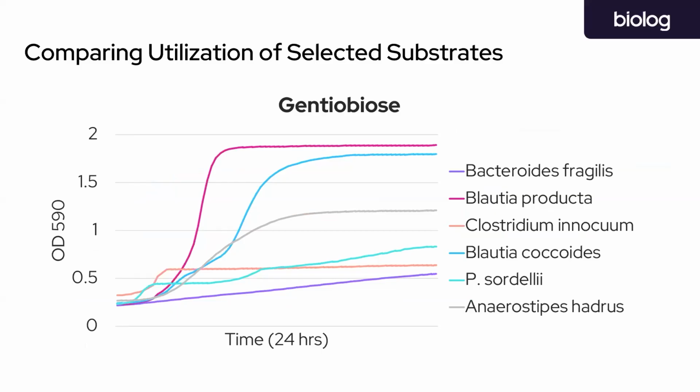Next, let's take a look at how our 6 obligate anaerobes use gentiobiose, a prebiotic substrate from the PreBioM 1 plate. Here we can see differences in growth by closely related Gaucia producta and Cucoides, with Gaucia producta growing faster and reaching a maximum OD sooner than Cucoides. The two, however, reach a similar OD level after 12 hours, which highlights the importance of kinetic monitoring, as an endpoint read would have missed this detail, leading to the incorrect conclusion of identical behavior.